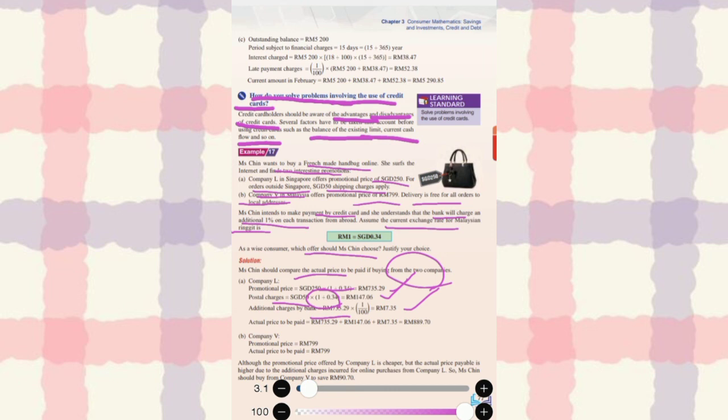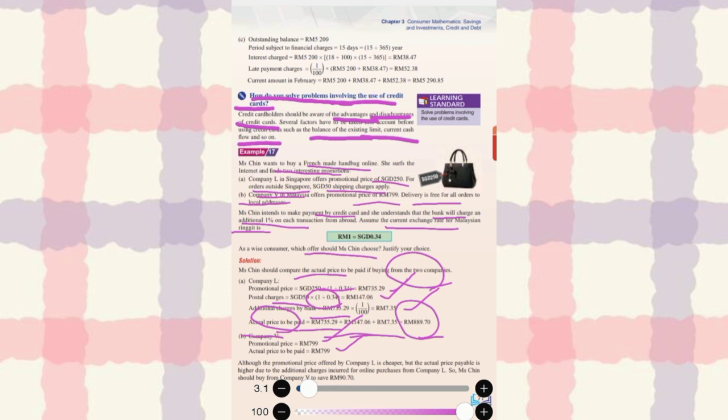So the actual price that Miss Chin need to pay is 735 ringgit 29 cents plus 147 ringgit 6 cents plus 7 ringgit and 35 cents equal to 889 ringgit 70 cents. Okay, so Company V, the promotional price is 799 ringgit. The actual price to be paid is 799 ringgit because there's no postal charges.